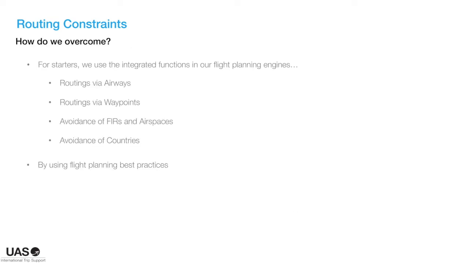So how do we overcome these constraints? Well, for starters, we use the integrated functions of our flight planning engines. We have the ability to route to include airways and specific waypoints, and at the same time avoid those airways and waypoints. We have the ability to avoid FIRs and airspaces, and we have the ability to avoid or specify to fly over certain countries. And we also overcome these routing constraints by using flight planning best practices. So let's talk about some of those best practices, and we'll start with permits.